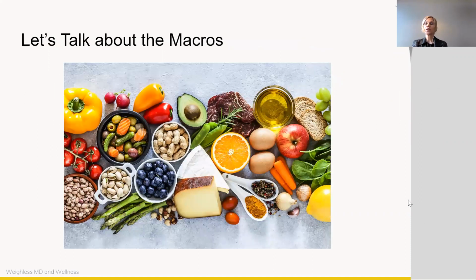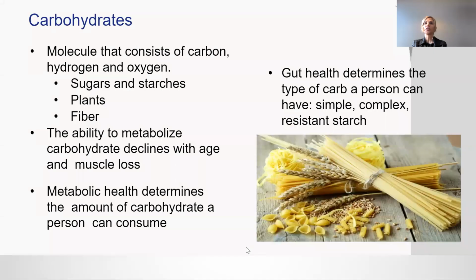So we're going to dig into the macros just a little bit more. I'll start out with the carbohydrates. Carbohydrates are molecules that consist of carbon, hydrogen, and oxygen. These are sugars and starches, plants, fiber falls into that category. And really, our ability to metabolize carbohydrates declines with age.